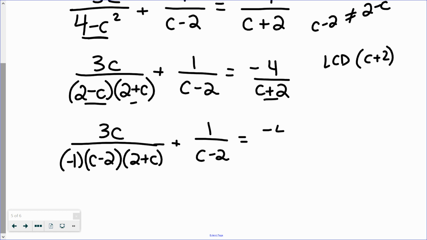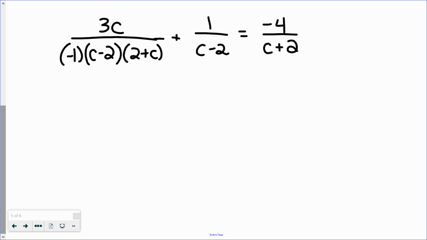So we've seen something like that before: if you have a factor that looks almost the same, think about whether you can remove a factor of -1 to make it the same. Okay, so now our lowest common denominator is c plus 2 times c minus 2 times -1.